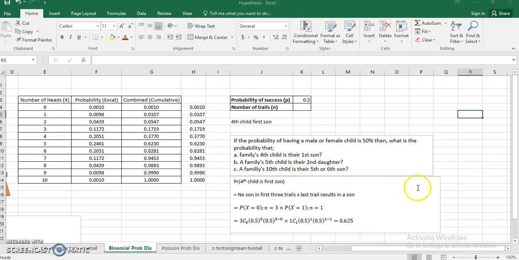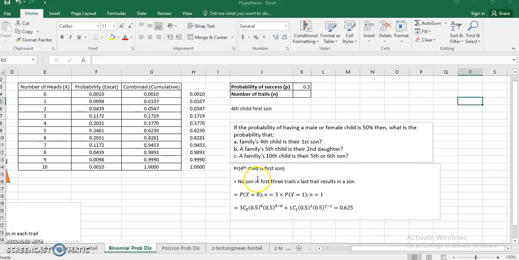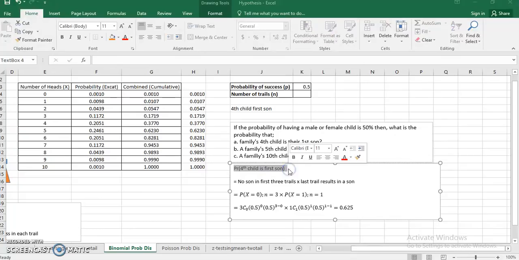First, I'm going to show you how you can do this manually by using a binomial distribution. So I'm interested in calculating the probability that the fourth child is the first son. I'm doing part A. It can only happen if both of these things take place. That means there is no son in the first three trials, times the last trial results in a son. That means the first three babies are not sons and the last baby is a son. That's the only way it can be done.